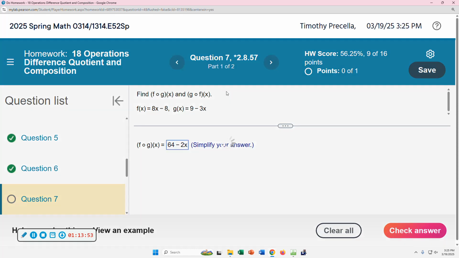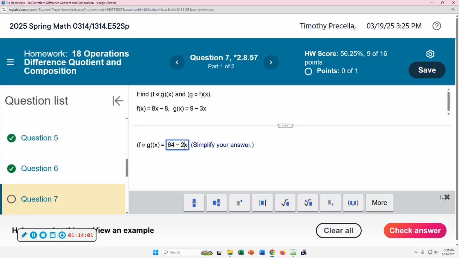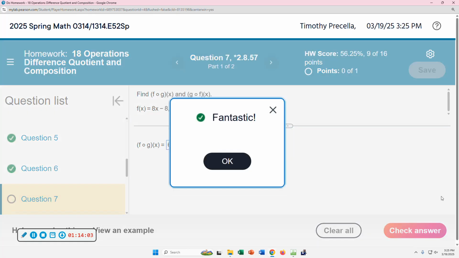I think I'll just type in 64 minus 24x. So that's f of g of x. Oh, wait, what did I do wrong? Oh, I didn't type the 4. 24x.